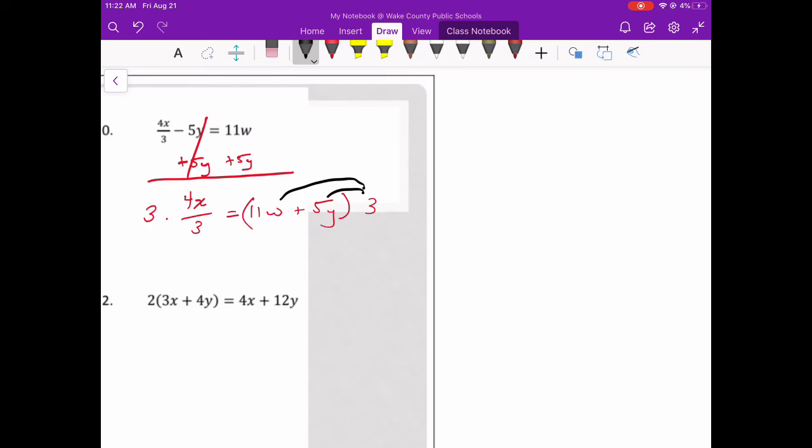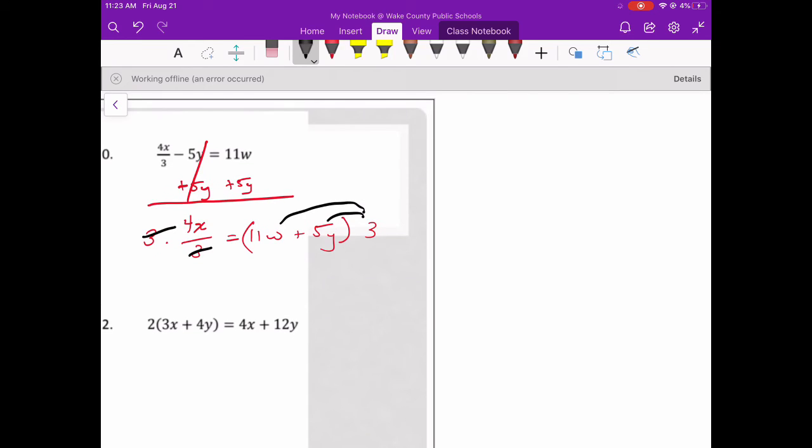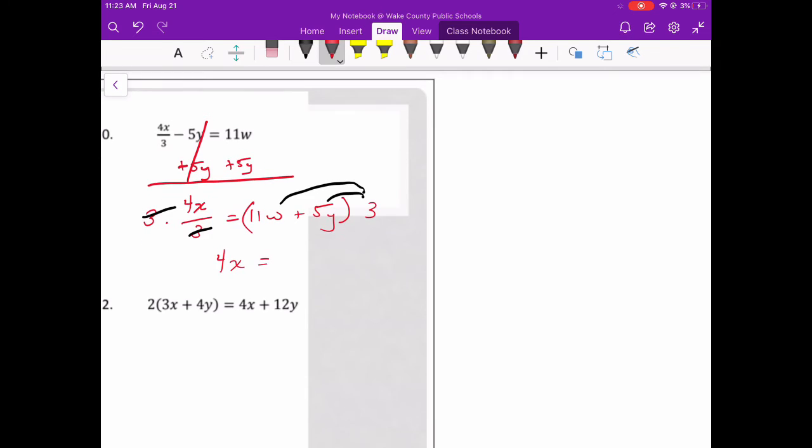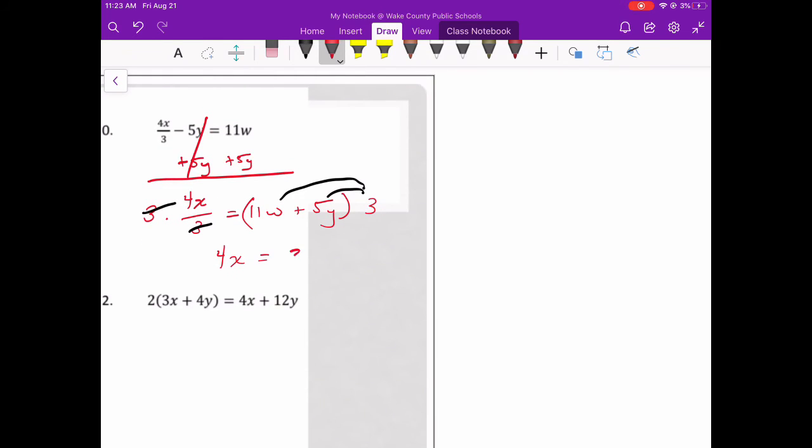So that means I'm going to end up having to distribute this when I simplify on my right side. So be careful about that. But my 3's cancel because multiplying and dividing are inverse operations and they work against each other and they cancel. So now I'm just left with the top, the 4x. And I'm going to go ahead and distribute that 3 to simplify on my right. So 33w plus 15y. All right.